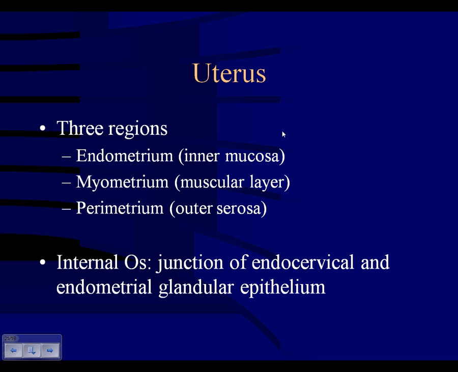So the uterus itself, the uterine corpus, which is what we use to distinguish it from the cervix, we'll say corpus and then cervix, is divided into three regions: the endometrium, which is the epithelial lining, the myometrium, which is the muscle layer, and the perimetrium, which is the serosa. Now, since we've got a peritoneal covering on the uterus, we use the term serosa here instead of adventitia. The internal os is the junction of the endocervical and the endometrial glandular epithelium.